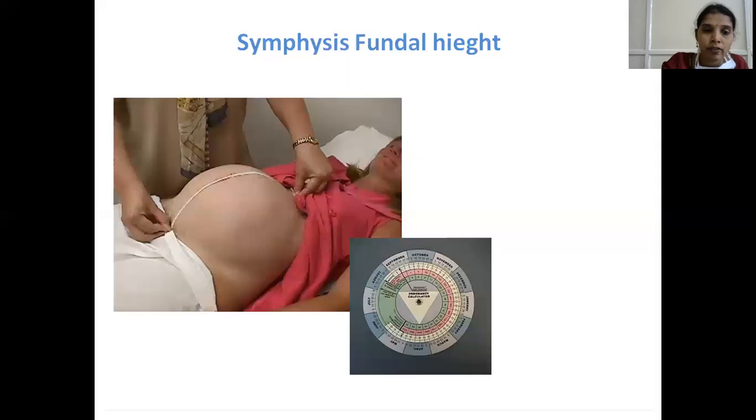This is how to measure symphysis fundal height. That is from the symphysis pubis to the xiphisternum. The height is measured in centimeters. It corresponds to the weeks of gestation. If it is 36 centimeters, that is 36 weeks gestation. If it is 28 centimeters, 28 weeks of gestation. This is how it correlates with the symphysis fundal height.